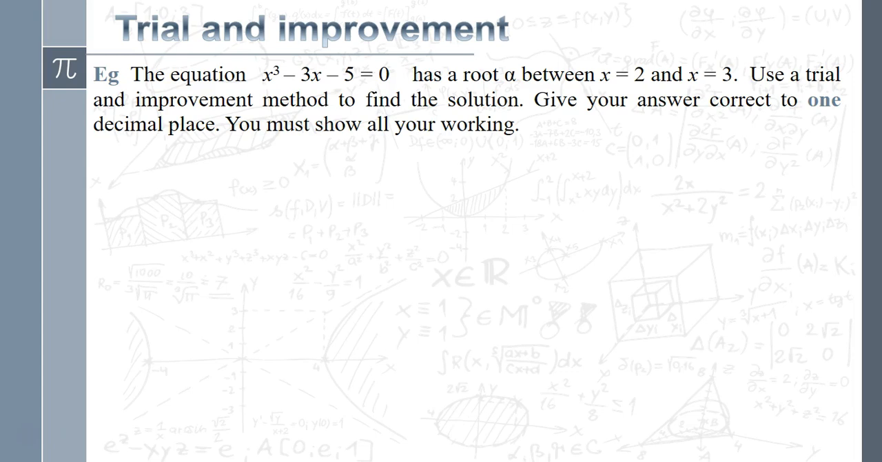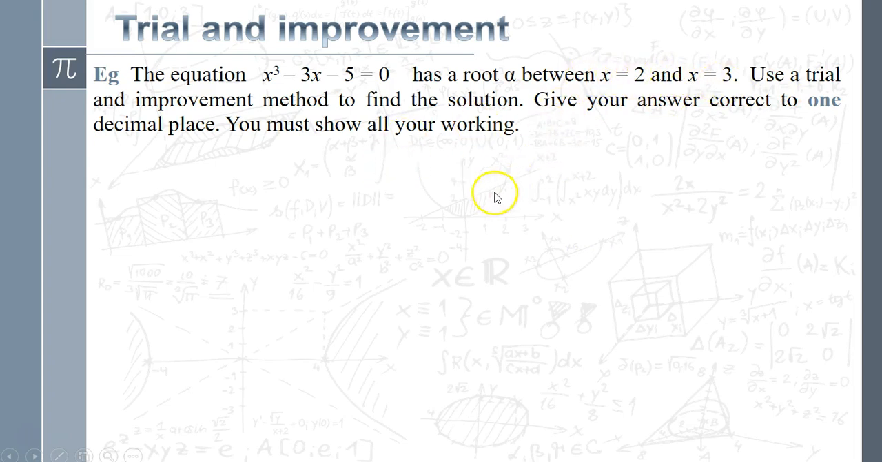Now this was a staple on the GCSE spec. It got removed when we went to the new spec, so it might be you've not seen it. But this was a standard technique that used to be on there. So we've got an equation, x cubed minus 3x minus 5 equals 0, and we've got to solve it. Solving a cubic is well beyond the remit of the GCSE spec, so we'll use the trial and improvement method. And we're given that x is in between 2 and 3.